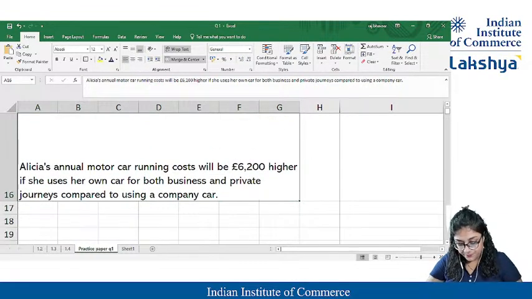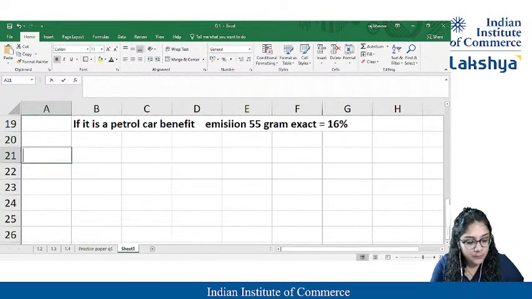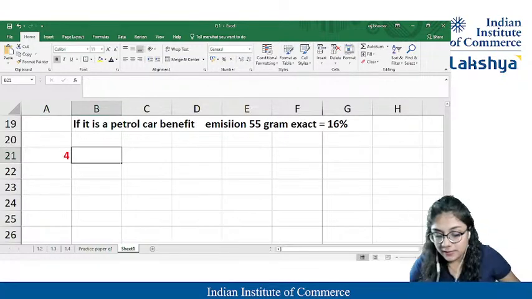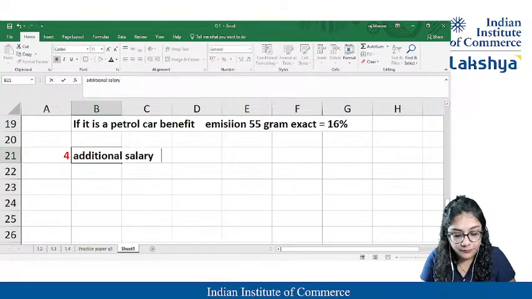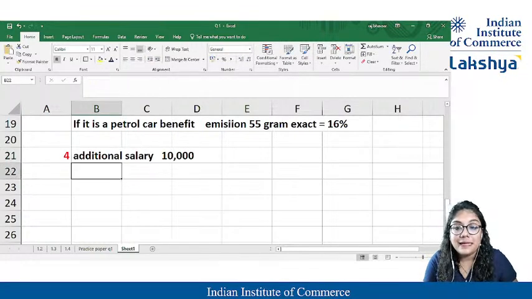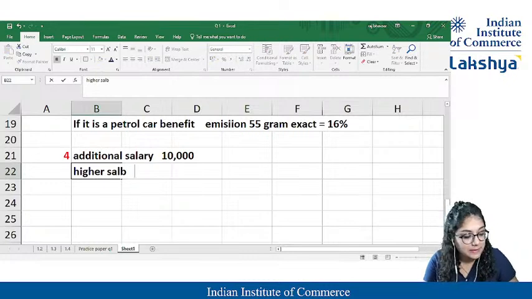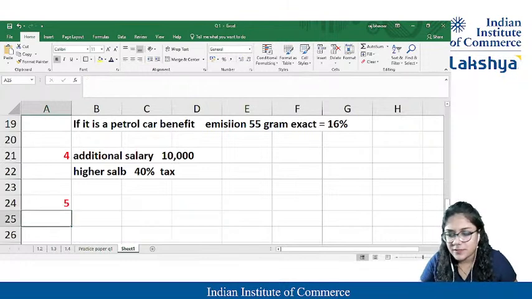Okay, so they're having some annual motor car expenses also, but I can write it over here about the second point. So I'll write the fourth point. My Alicia is going to get some additional salary also, of 10,000 pounds. But again, she is already coming in the higher slab, so she has to be measured in the higher slab only. There will be nothing other than 40% she has to pay taxes on that. That is something which we understood.